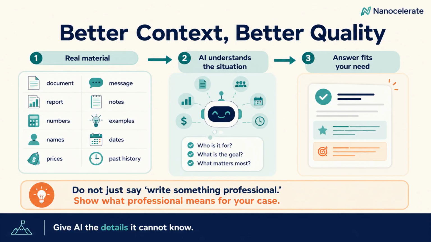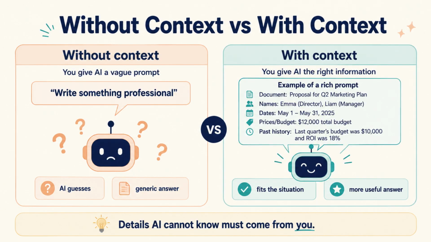Context can be a document, a message, a report, notes, numbers, examples, names, dates, prices, or past history. These are details AI cannot automatically know. Without them, AI guesses. With them, AI can give an answer that fits the situation. So instead of saying "write something professional," show AI what professional means for your case. Give it the real material. That is where the quality improves.